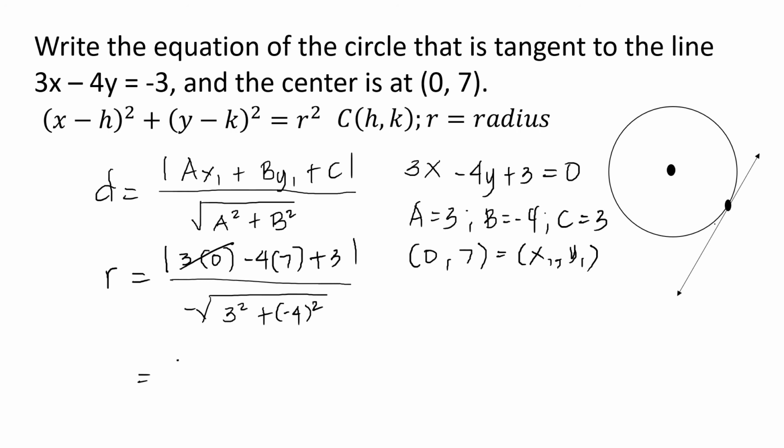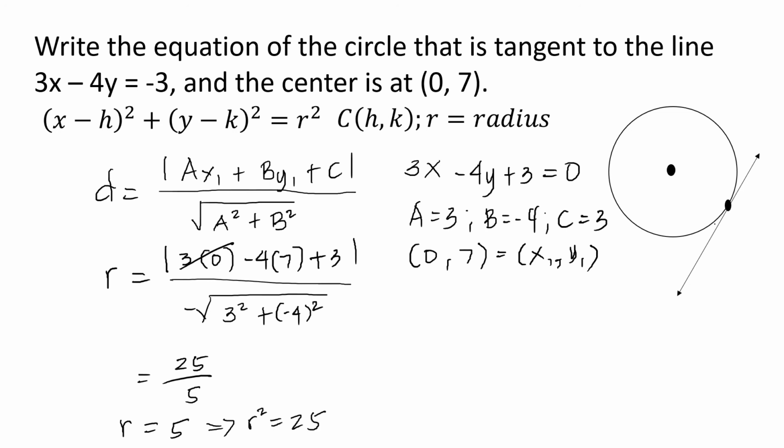Absolute value, that is 25. 3 squared is 9. Negative 4 squared is 16. So we have 9 plus 16. So square root of 9 plus 16 is square root of 25. So that will be 5. Hence, r is equal to 25 over 5 or equal to 5. And from here, r squared is equal to 25.